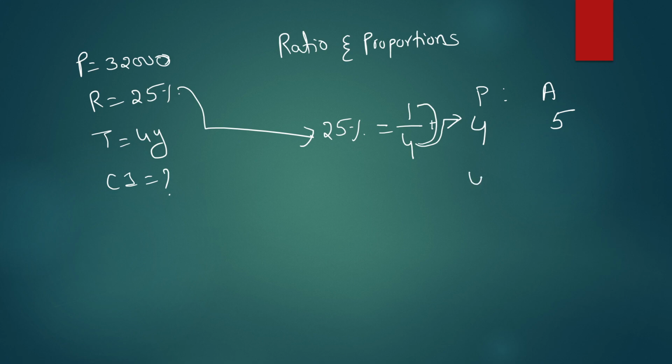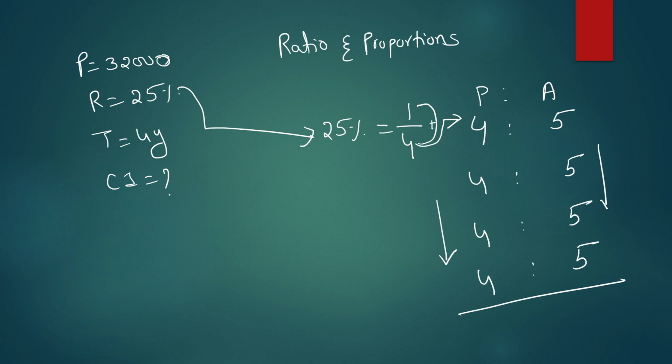You have to write this for the number of years you have. In my problem I have 4 years, so I am going to write it 4 times: 4:5, 4:5, 4:5 and 4:5. Now multiply all the left terms and multiply all the right terms. You are going to get 256 and 625.